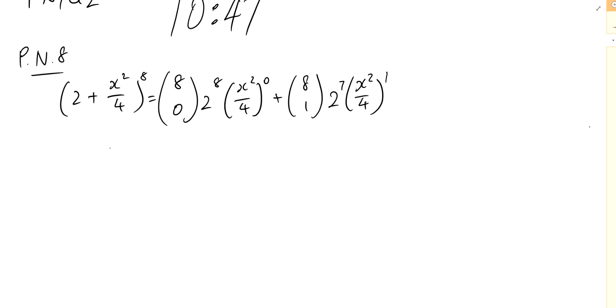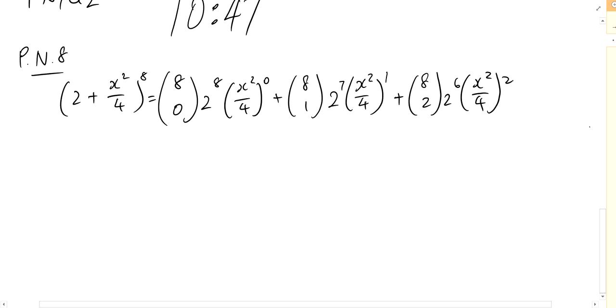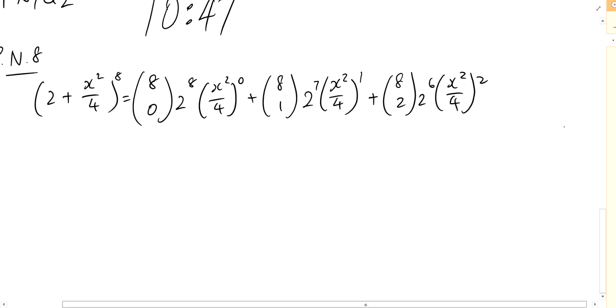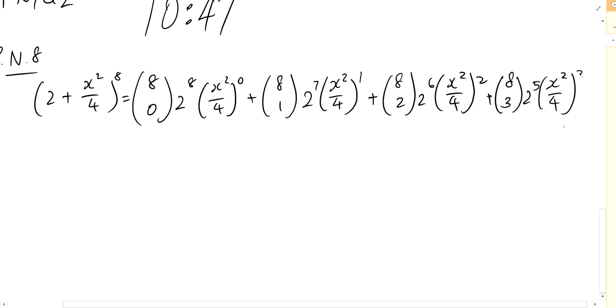Now, next one. The third term. 8 choose 2, 2 power 6, x squared over 4 power 2. All this while keep adding the powers together. Make sure you get back 8. And the last term, because they wanted 4. So plus 8 choose 3, 2 power 5, x squared over 4 power 3.